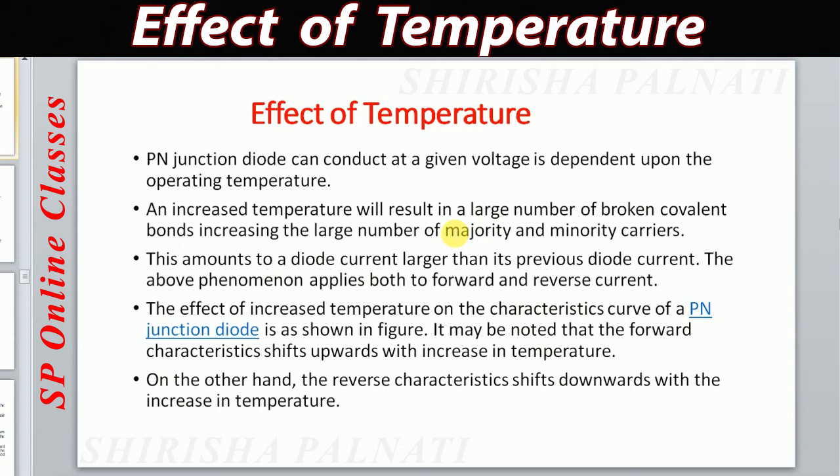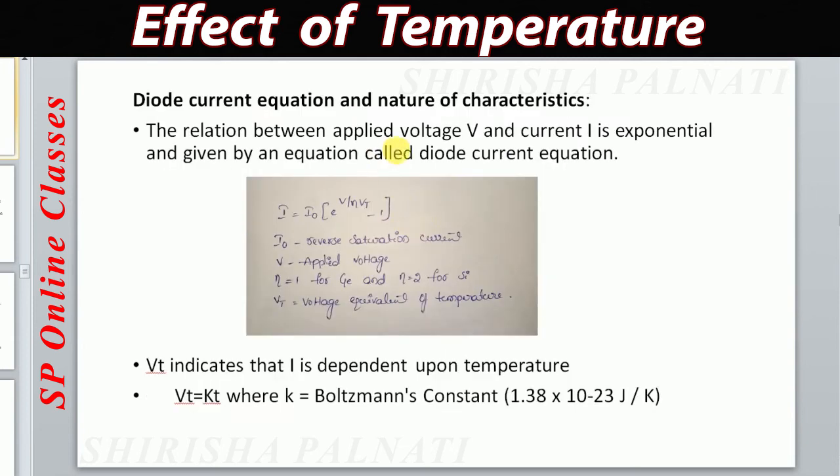Before going to know about the effect of temperature, we need to know what the diode current equation is. If we apply a voltage as the input, we get a current. That's why the diode has an equation for that current. The relation between applied voltage V and current I is exponential and is given by an equation called the diode current equation.